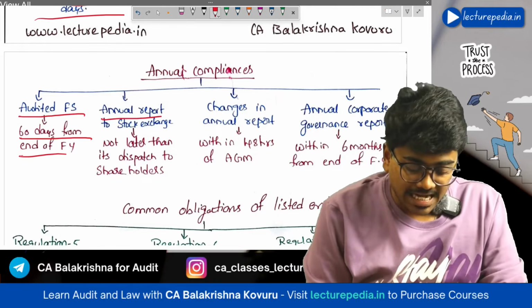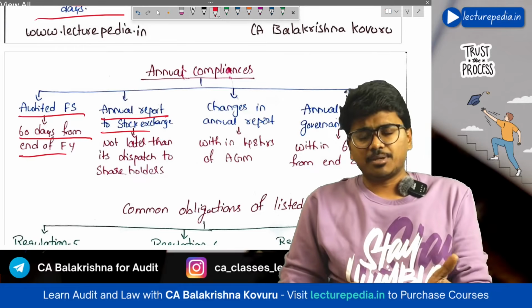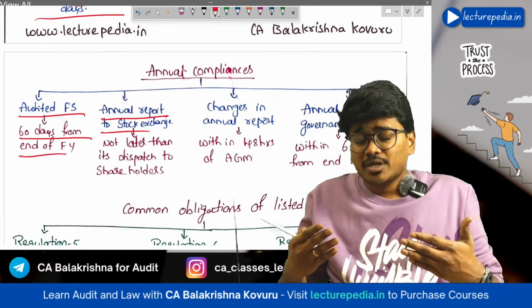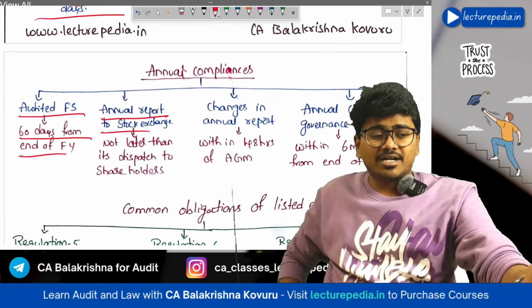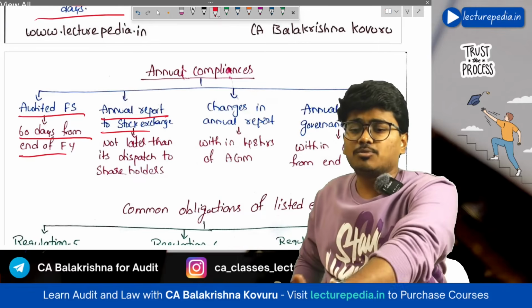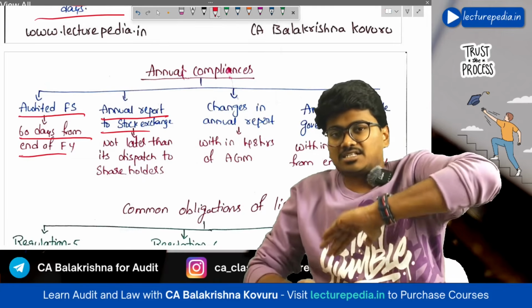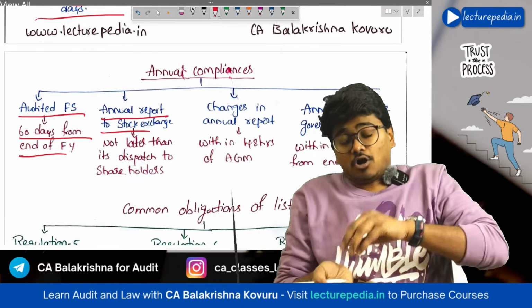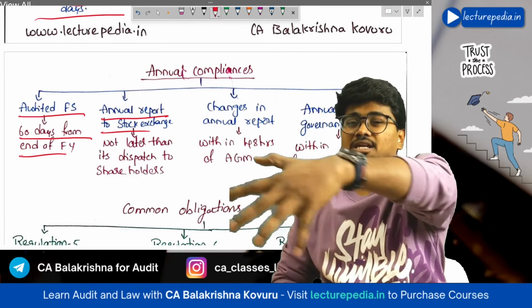Next, annual report to the stock exchange. After preparing the audited financial statements, you will issue the annual report to the shareholders. See, audited financial statements and annual report are separate. In the annual report, audited financial statements will be included. Along with audited financial statements, various other items will also be included in the annual report.